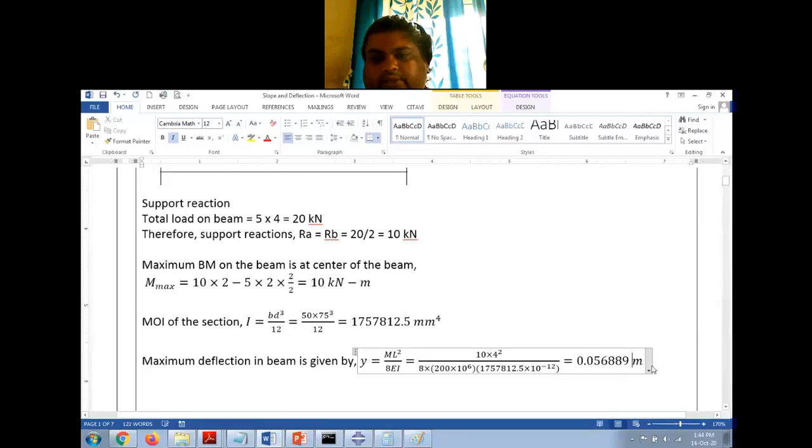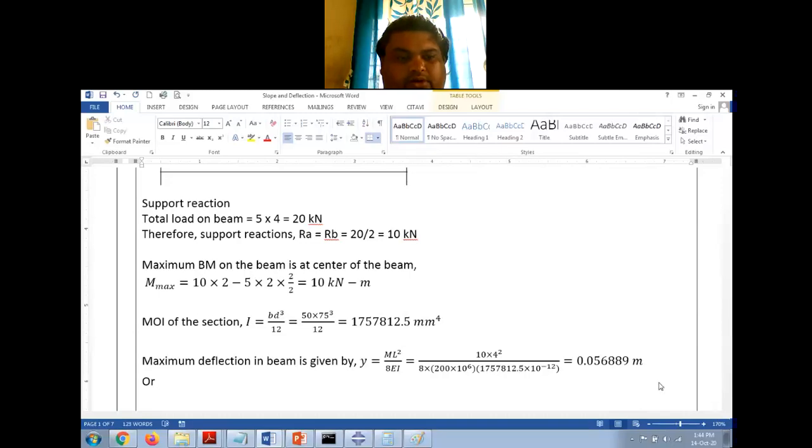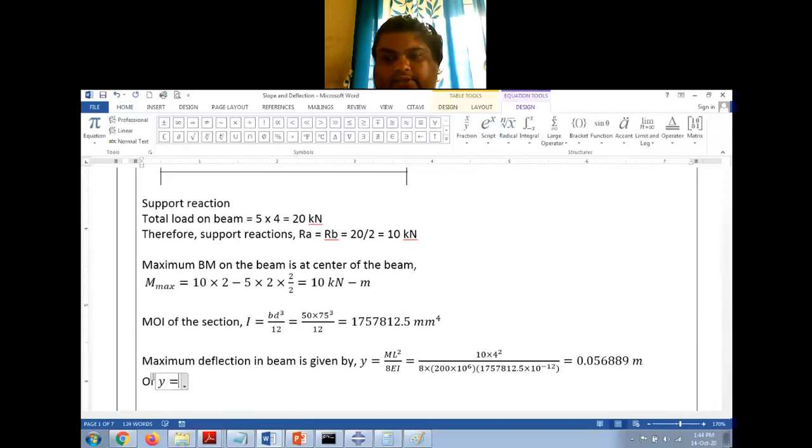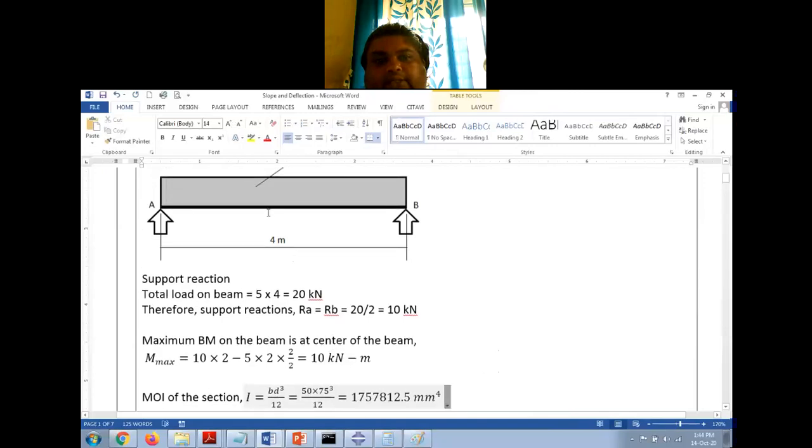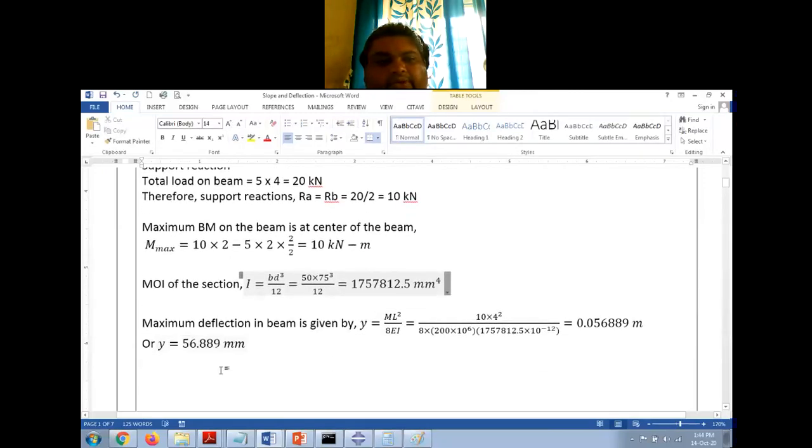So this is the deflection, or y is equal to 56.889 mm. This is quite large deflection because the cross section is small and the load is large. That's why we are getting more deflection in this.